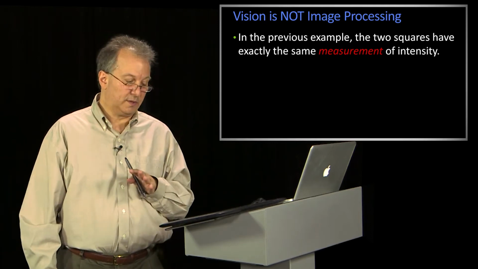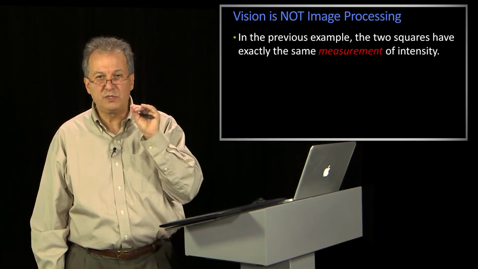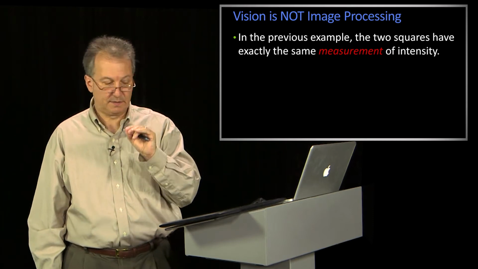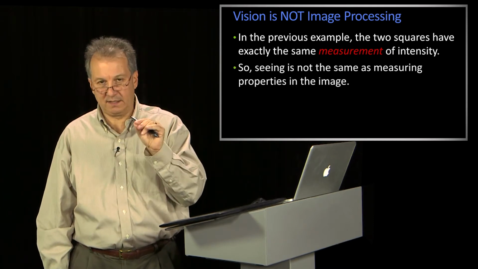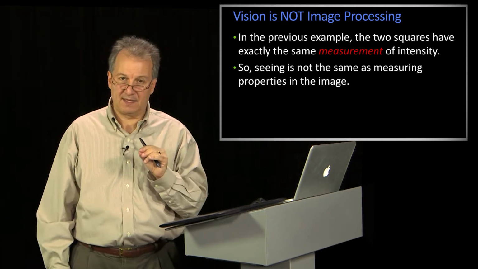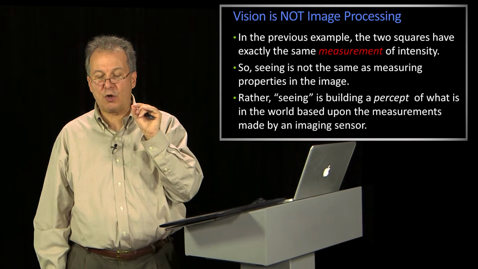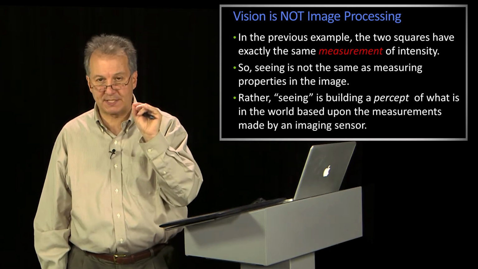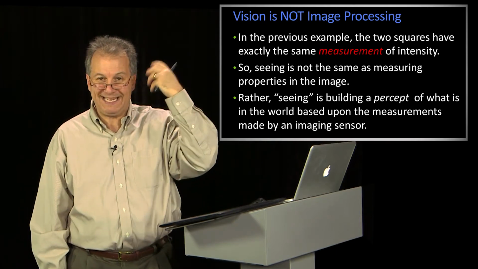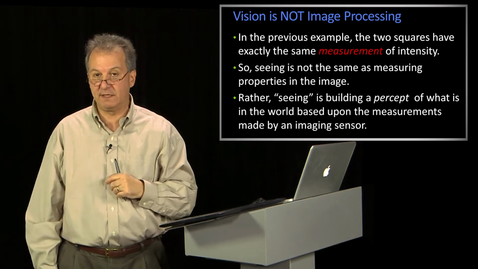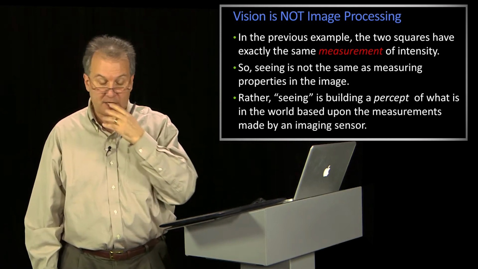So in that example, the thing to realize is those two squares have the same measurement of intensity, right? So seeing is not the same thing as just measuring image properties. In fact, we refer to seeing as building a percept, building up a description in your head of what's actually going on there based upon what's in the measurements.